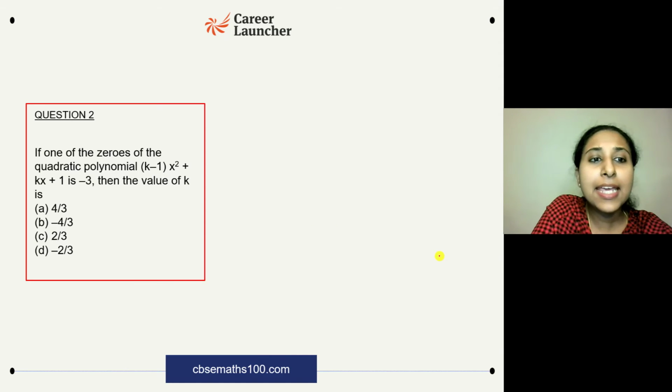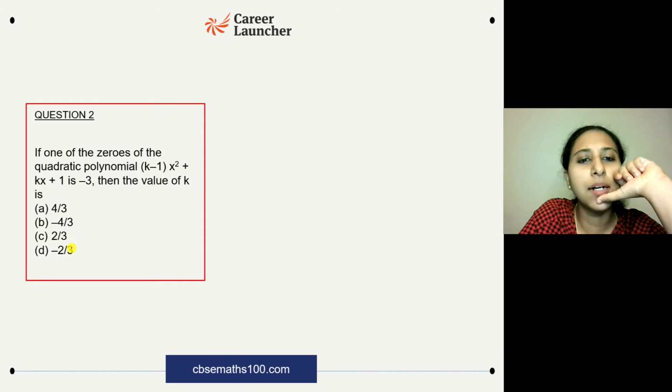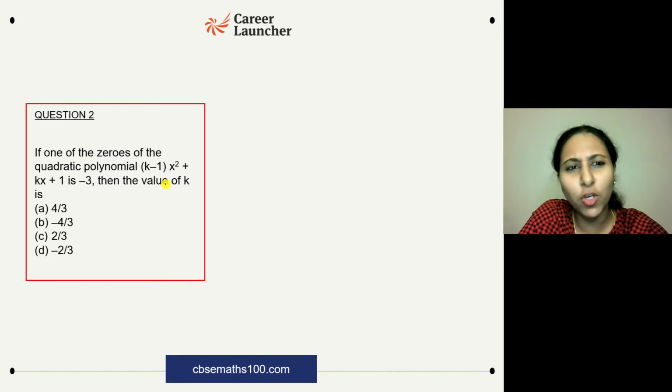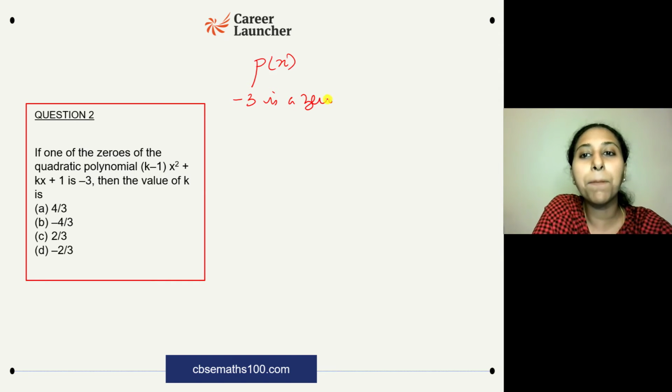The second question says that if one of the zeros of the quadratic polynomial k minus 1 x square plus kx plus 1 is equal to minus 3, then what is the value of k? Over here, when you want to find the value of k in any question like this, where a zero is given, what you should be doing is apply the logic that at the 0 of the polynomial, the value of the polynomial will be equal to 0. So if the polynomial is considered as p of x, then here minus 3 is given as a 0. So minus 3 is a 0 would imply that p of minus 3 is equal to 0.